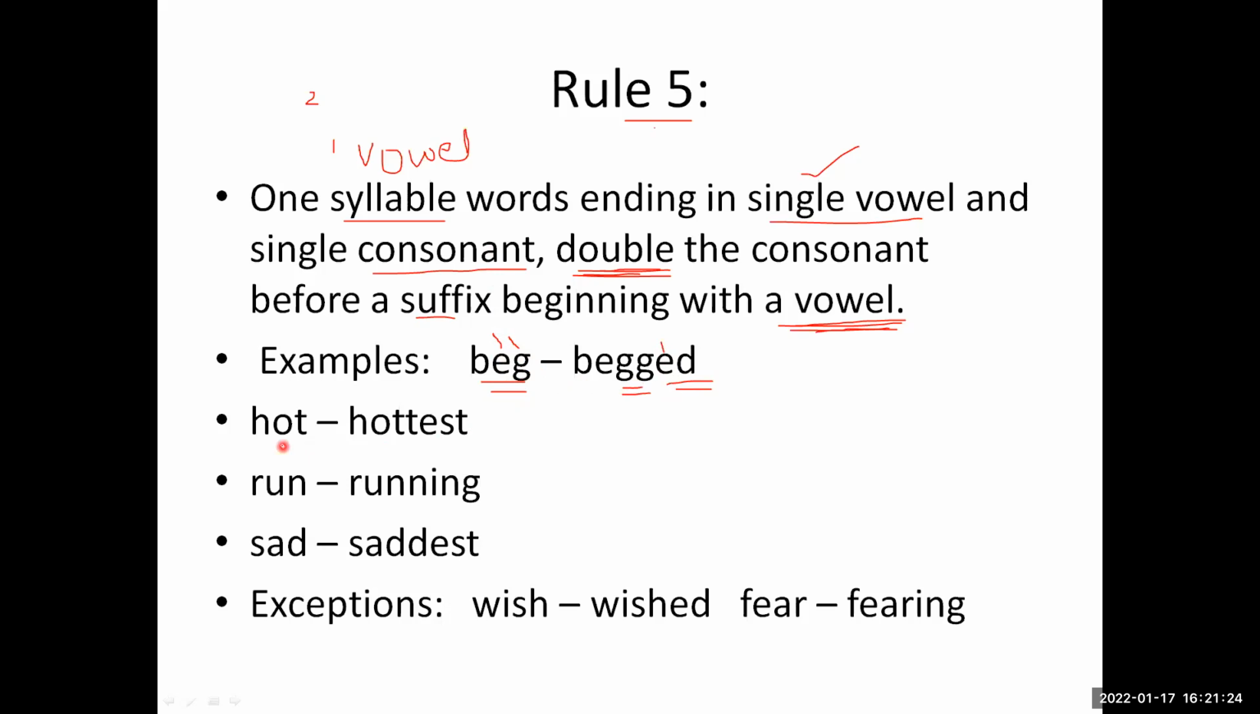A similar case is here with hot. It becomes hottest. The suffix is est. That is a vowel sound. So therefore it is hottest. Which letter gets doubled? T gets doubled. Run, running. Same. N gets doubled here. The suffix is ing. Sad, saddest. Here we come to double D because est is the suffix.